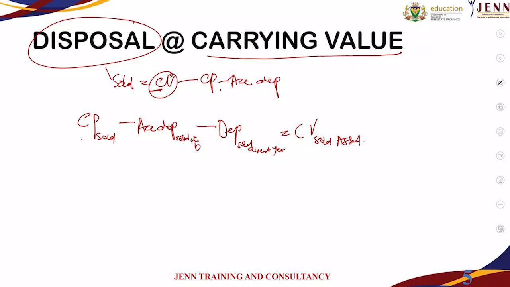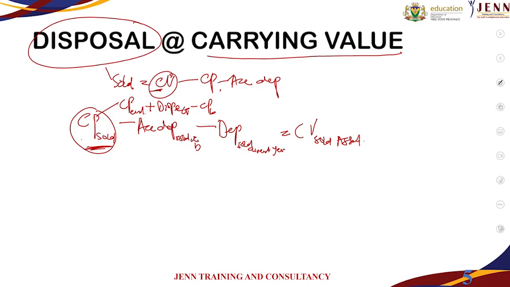Right. Now, it happens sometimes that we are not given the cost price. We have to identify the cost price ourselves. Now, for us to find the cost price ourselves, we are going to say cost price at the end plus the disposals at the cost price, the original price, minus cost price at the beginning. That will give us the cost price of the sold.